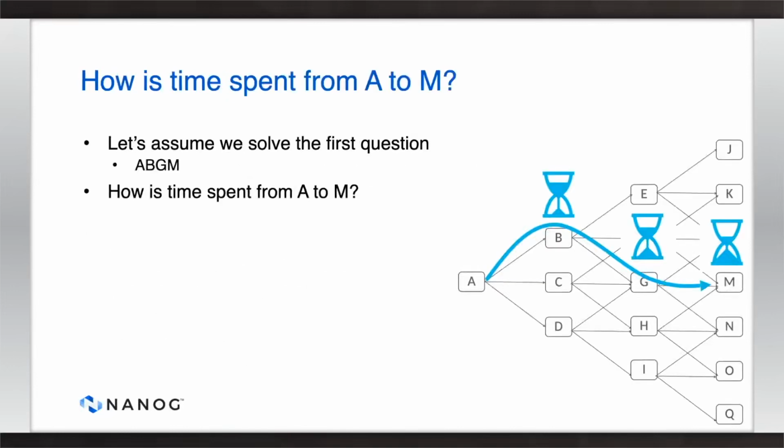So time. How do we spend time from A to M? Assume we solve the first question. The path is A, B, G, M. How are we spending that time? A thing to note here, and it's totally out of scope, is we're assuming we're keeping accurate time in our network. I think most of us today are using PTP to get accurate network time, and we're just taking for granted that you have PTP. Otherwise, if the timing's off, everything's off.